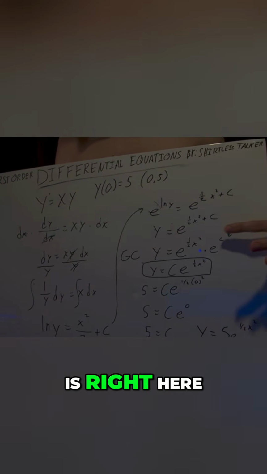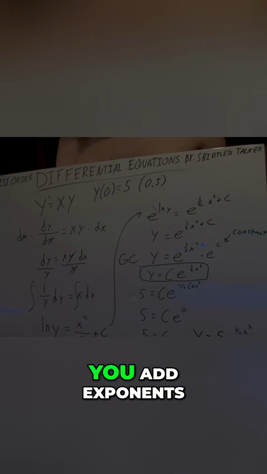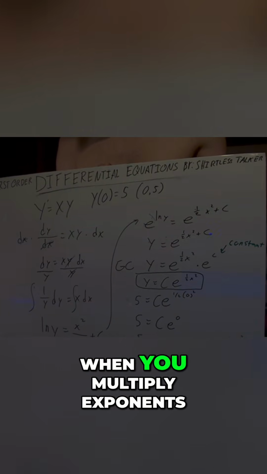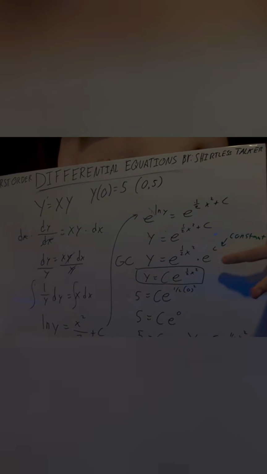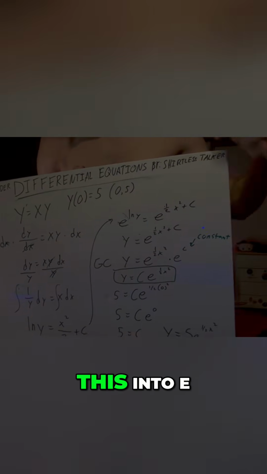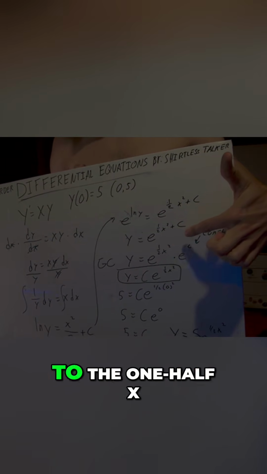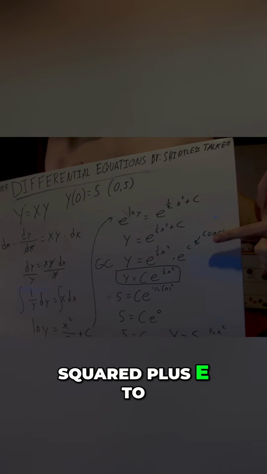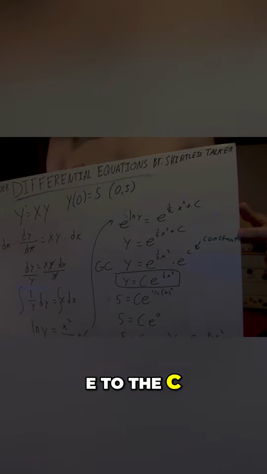Now, we want to get the c by itself. We want to try and isolate the c, and one way to do that is right here. We know that when you multiply exponents with the same base, it's like adding the powers. So all you have to do is separate this into e to the 1/2 x squared times e to the c. But e to the c is just a constant. So this is just c.